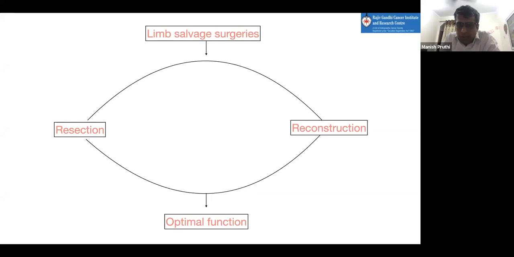And by optimal function, we mean giving the best possible function in the socio-economic situation that we are in, or in the clinical situation that we are in. It is never the ideal function, or the normal function. We try to give them the best possible function as the tumor dictates or the socio-economic factor dictates. But we never compromise on the resection part. So the only thing that changes depending upon the clinical scenario or the socio-economic status is the reconstruction.